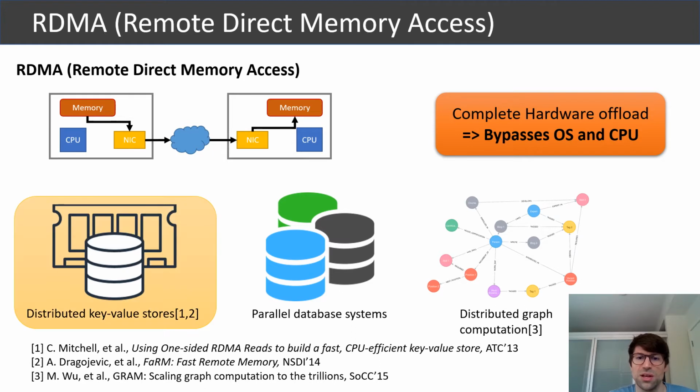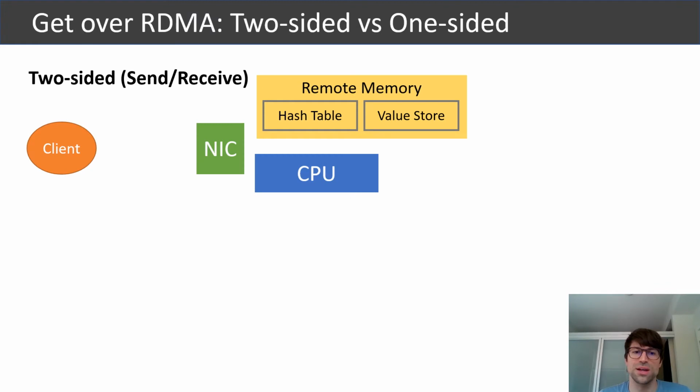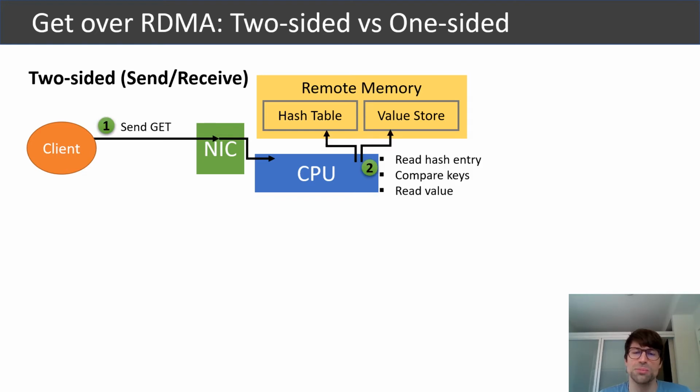To illustrate this, we looked at the example of a key value store get operation and how it can be implemented using either two-sided or one-sided RDMA. In the two-sided case, the client uses the send-receive operations. In a first step, the client sends a GET request to the remote CPU. Then, the remote CPU processes this request by accessing the hash table, comparing the lookup key with the keys in the hash table entry, and retrieving the value from the value store. In the final step, the remote CPU sends the value back to the client over RDMA.